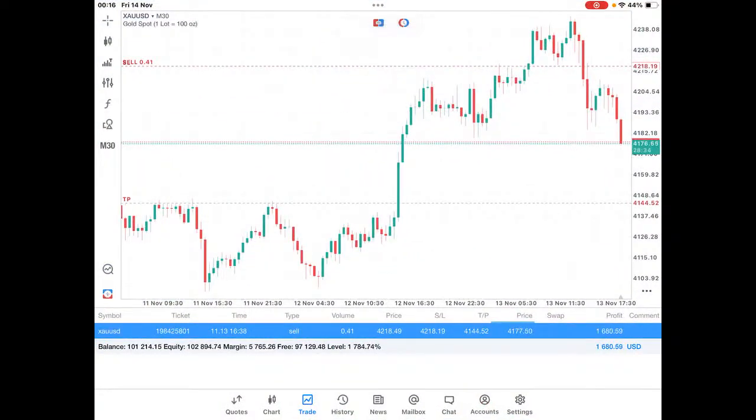Let's look how much I'm up. I'm currently up 1600 in this trade. Nice. Up 1700. Come on, yes. This is what I was talking about right now. Nice. Currently up 1800 in this trade.